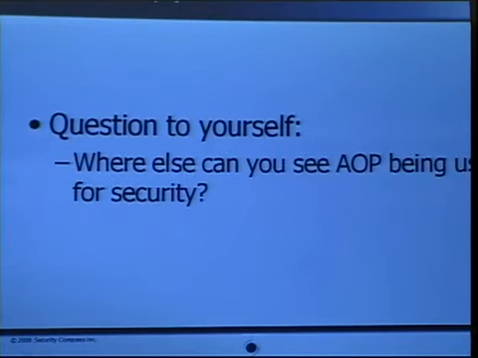So here's a question to you guys. Can you think of any other areas where you could see AOP being used for security?